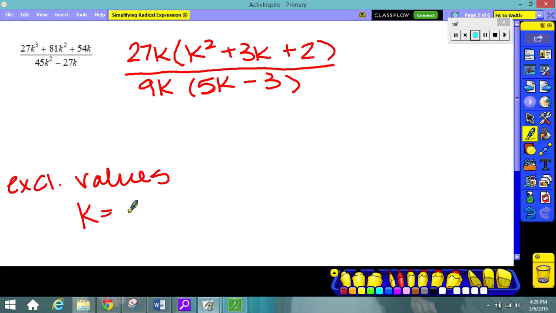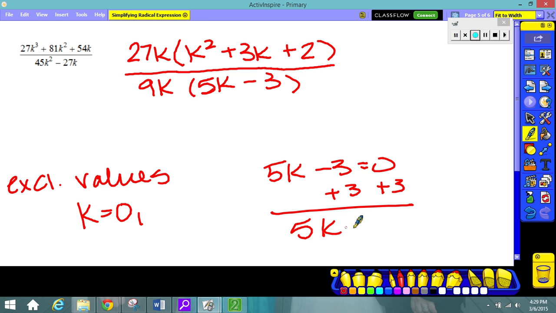So k cannot equal 0, and if I set 5k minus 3 equal to 0, and divide by 5, I can see that k cannot equal 0, nor can it equal 3/5. It would cause my denominator to equal 0, and therefore I would have an undefined fraction.